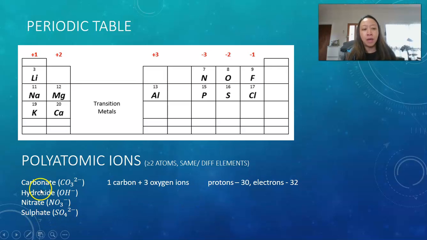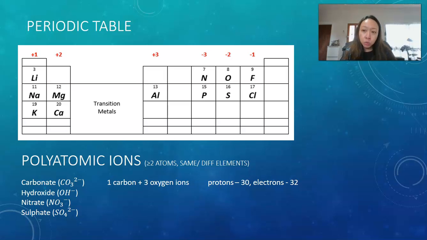So we have carbonate. A carbonate has CO3, which means it consists of one carbon and three oxygen atoms. The 2 negative on top means that it has a -2 charge. This means that a carbonate has 30 protons but 32 electrons. Because it has 2 electrons more than its proton number, it has a -2 charge.